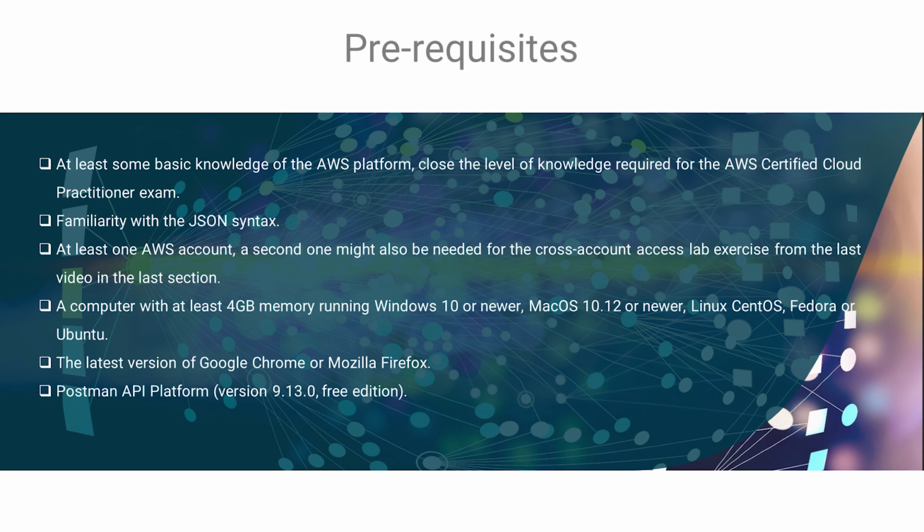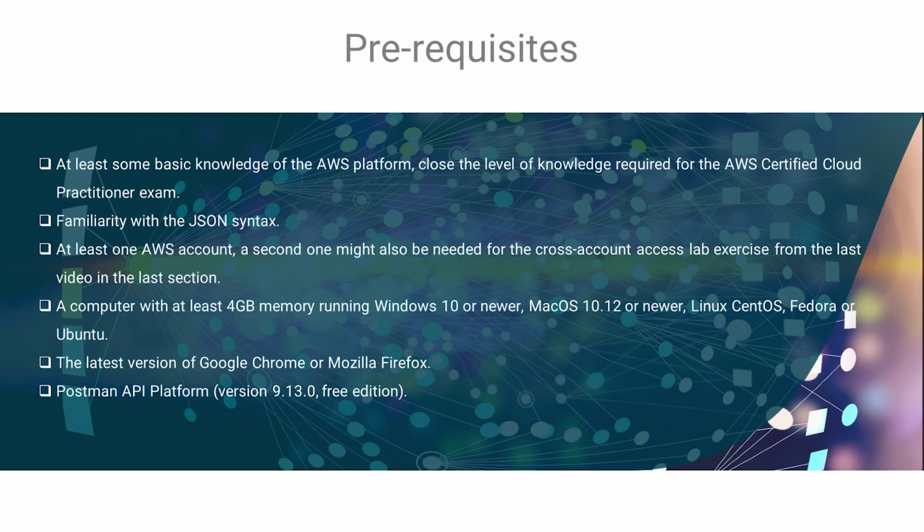You should be familiar with the JSON syntax, as it is used in many areas of the configuration in AWS, including IAM policies, for example. If that's not the case yet, I would suggest that you first follow a quick online tutorial on JSON. There are many resources available on this topic out there on the internet. You should have at least one AWS account that you can use without any restrictions. That means you should have full admin privileges on this account.